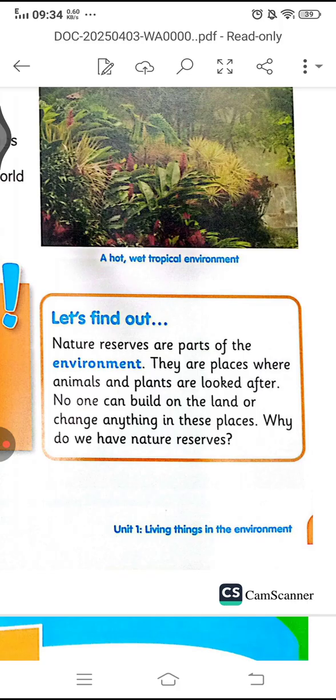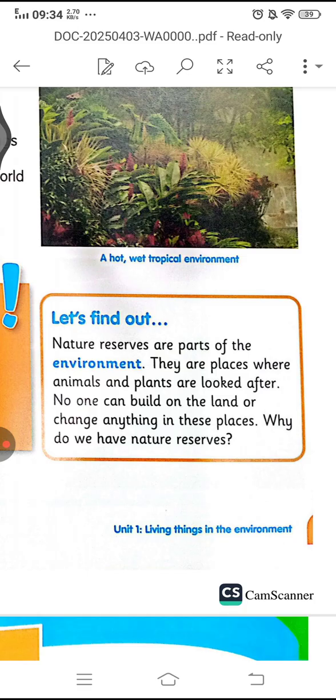They are places where animals and plants are looked after. No one can build on the land or change anything in these places. Why do we have nature reserves? Remember this thing, that environment is a state of atmosphere.